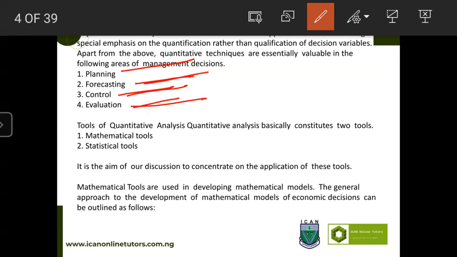It is an area of interest to note that quantitative analysis or quantitative techniques usually involve two tools. As I've said earlier, it involves mathematical tools and it also involves statistics. Those are the two tools that we use for quantitative techniques. During the course of our lecture, we shall be discussing the two. We call these the mathematical model and the statistical model. You're talking about the same thing. Anything that has to do with quantitative is either mathematical or statistical.